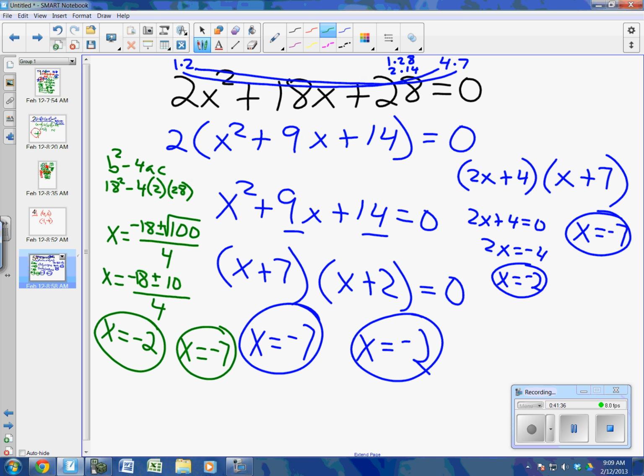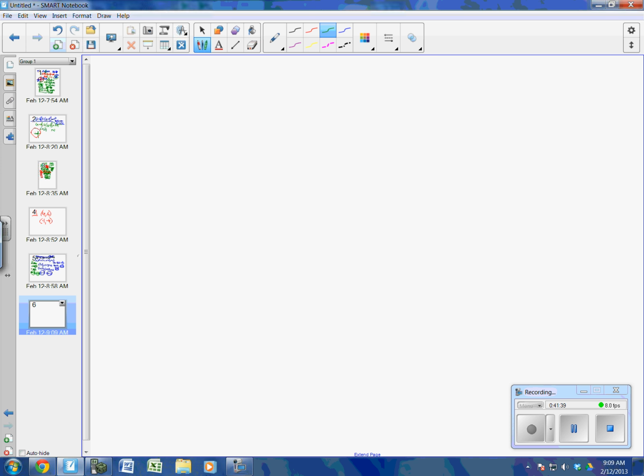Okay, now, I want to just test you guys, just see if you guys remember what a discriminant is. I'm going to give you 3 problems. I want you to find the discriminant and tell me whether it has 2 real solutions, 2 imaginary solutions, or 1 real. So let's say I have something like this, x squared plus 15x plus 12 equals 0.